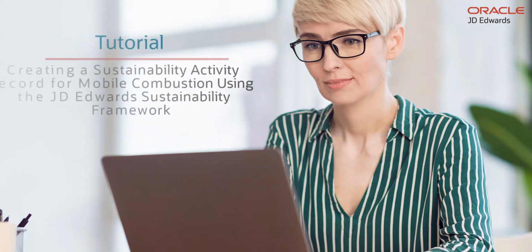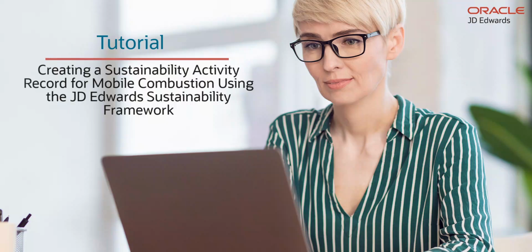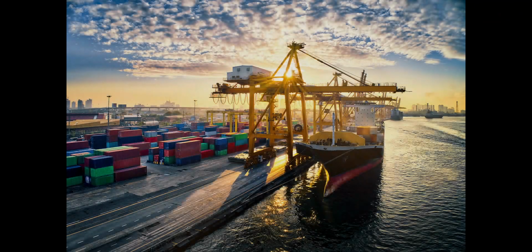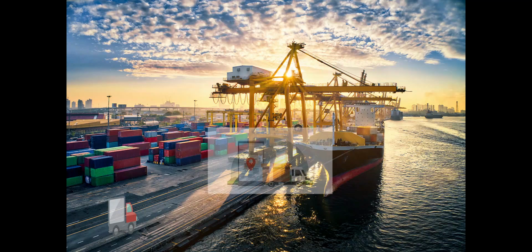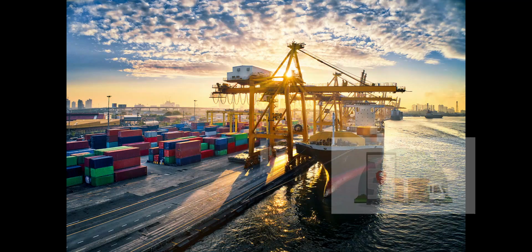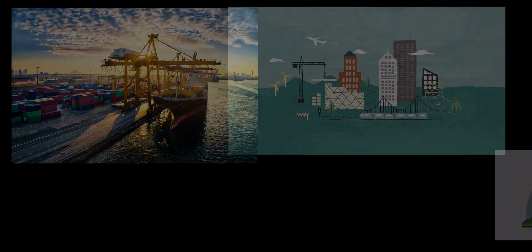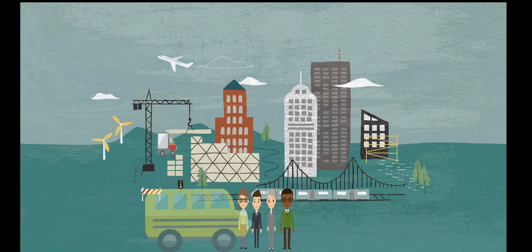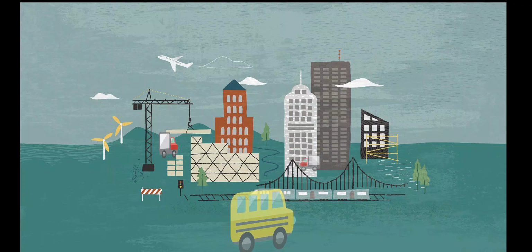Welcome to the tutorial on how to create a sustainability activity record for mobile combustion using the JD Edwards Sustainability Framework. Your petrochemical company operates a fleet of vehicles such as service vans, trucks, and forklifts to transport raw materials, equipment, and personnel within its refinery and production plants.